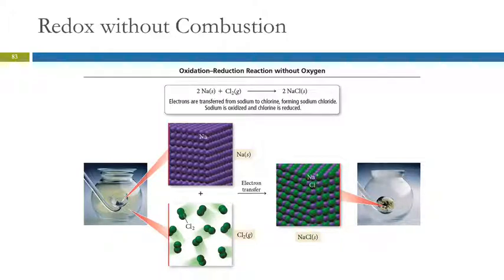No oxygen involved. So here we have the element sodium reacting with chlorine. This is a photograph of this occurring. So chlorine is this yellowish gas, and sodium is a metal. And those will react to form table salt, sodium chloride. What happens here is that there are electrons being transferred from the sodium atoms to the chlorine. And so we end up with sodium ions and chloride ions. And so we see there's an electron transfer there.